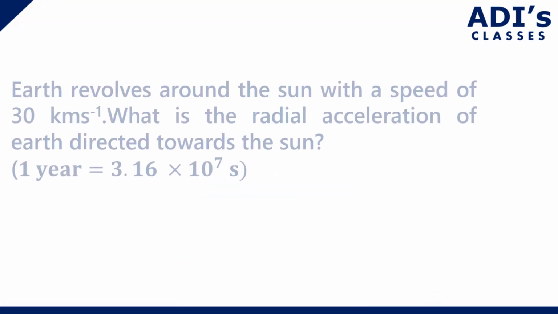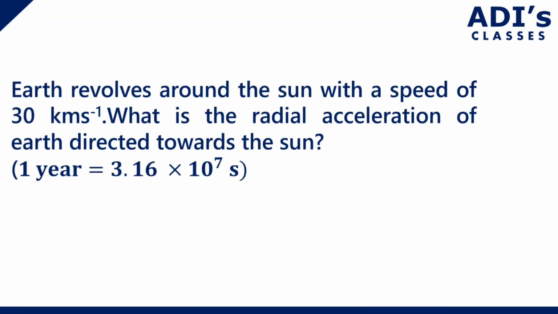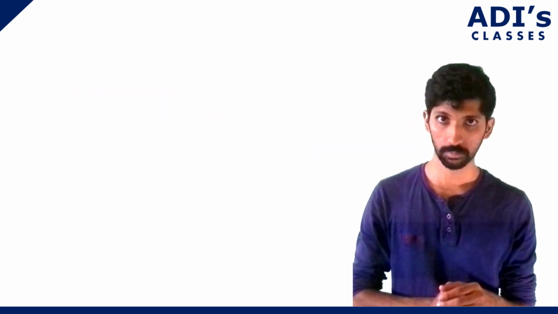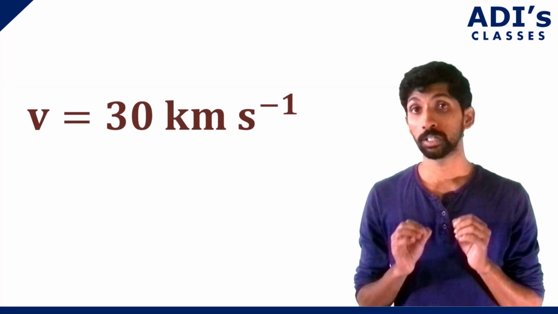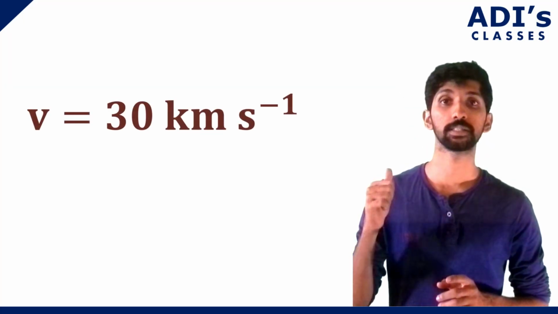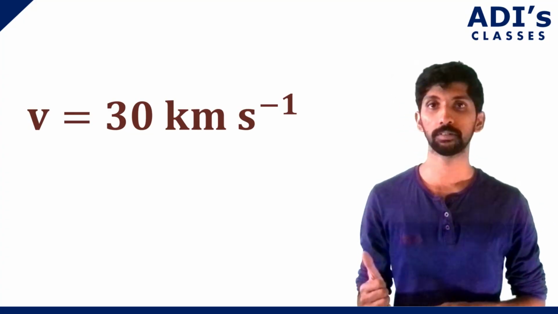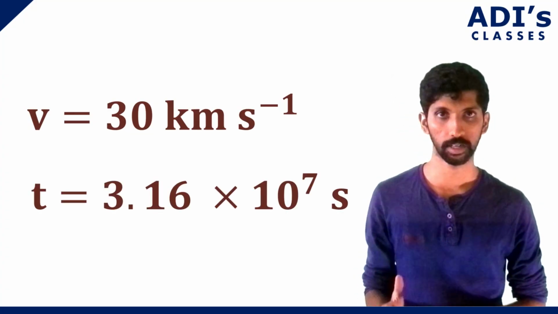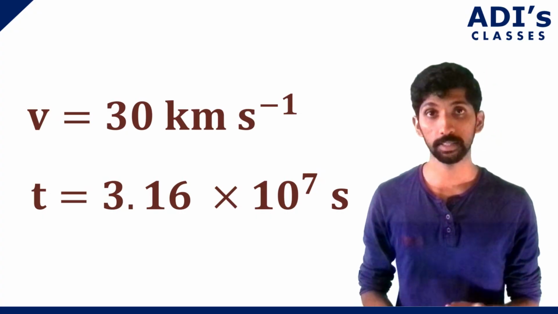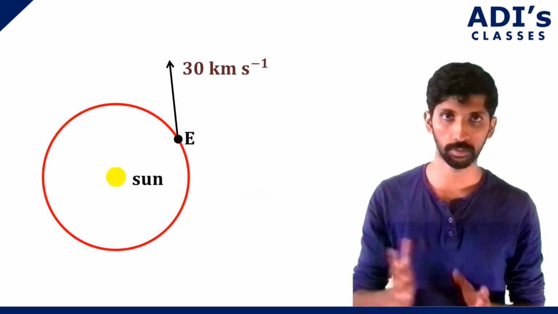Understood, right? So the next problem is, Earth revolves around the Sun with a speed of 30 km per second. What is the radial acceleration of Earth directed towards the Sun? Now given in this, 1 year is equal to 3.16 into 10 to the power of 7 seconds. Okay. Now what is the information given in the question? First thing, they have given the speed of Earth around the Sun, that is given to be 30 km per second. Correct? And what else is given? The time is given. So 1 year is equal to whatever value.